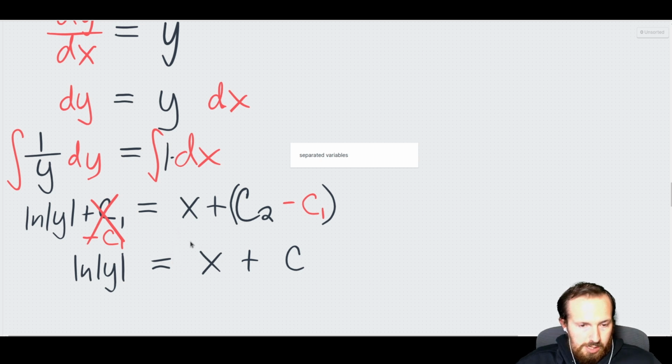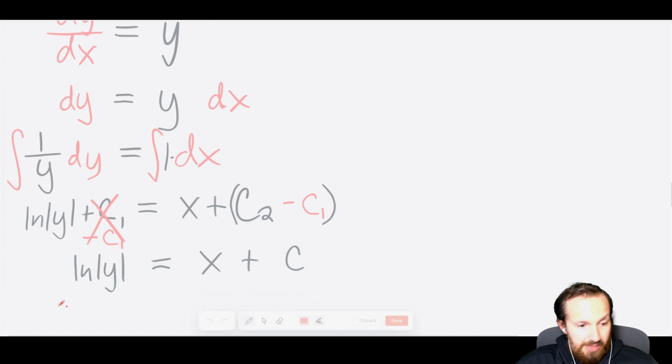So that's good. Now remember, the goal here is that we're trying to solve for y. So how would we do that? Think about it like this: why is y not currently by itself? It's because we're taking the natural log. So doesn't it make sense that in order to get y by itself, we need to effectively undo the natural log? How can we do that? What's the inverse of the natural log? The exponential, so e to the x.